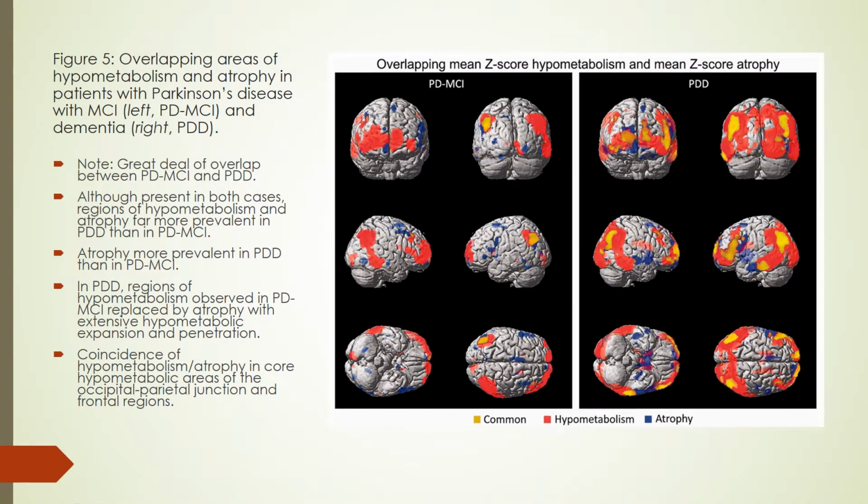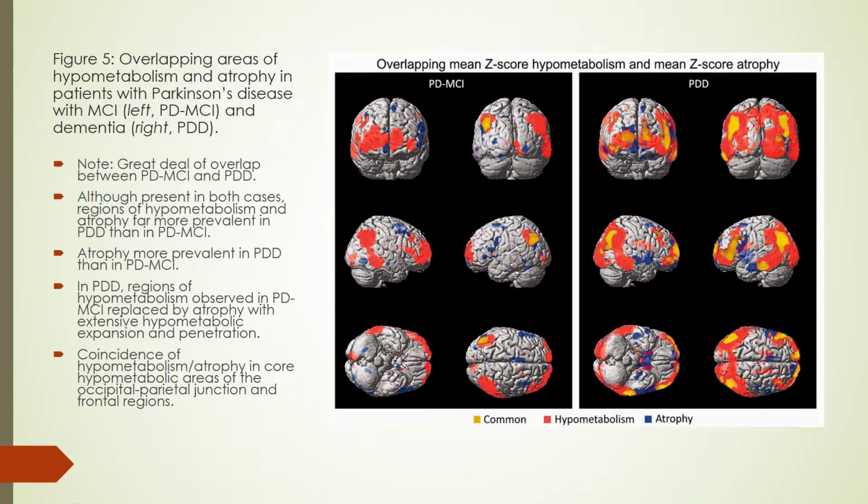Figure 5 demonstrates superimposed mean z-scores for hypometabolism and atrophy derived from MRI and PET scans of patients with Parkinson's disease and associated mild cognitive impairment or dementia. Overlap is observed in both cases. However, closer examination reveals that, although present in both cases, regions of hypometabolism, observed in red, and atrophy, observed in blue, are far more prevalent in cases with associated dementia than in those with mild cognitive impairment. Furthermore, atrophy appears to be far more prevalent in cases of associated dementia than in those with mild cognitive impairment.